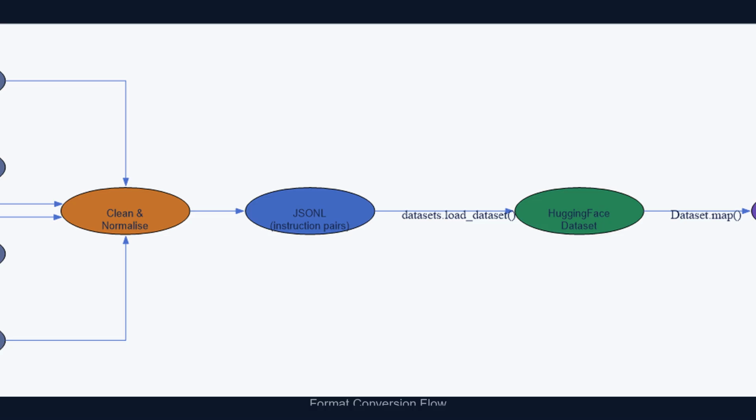From there, the data is structured into JSON-L instruction pairs and loaded using datasets.load_dataset. The dataset.map function handles any further transformations. The final destination is the SFTTrainer from the Unsloth library, which is exactly what you'll use in the upcoming training lessons. Understanding this pipeline end to end means you'll never be confused about where your data comes from or where it needs to go.